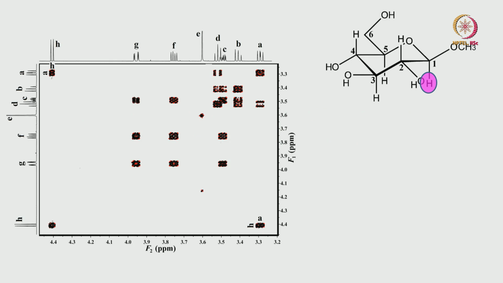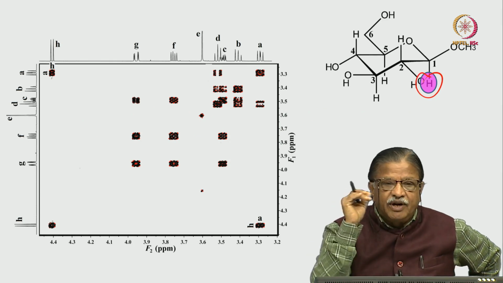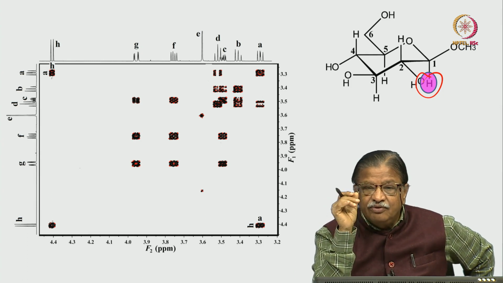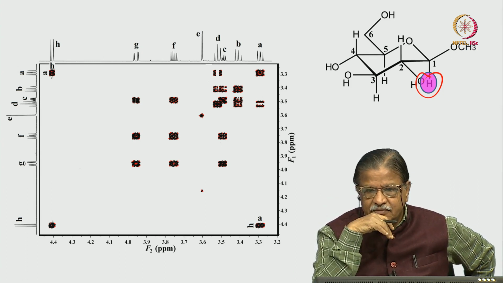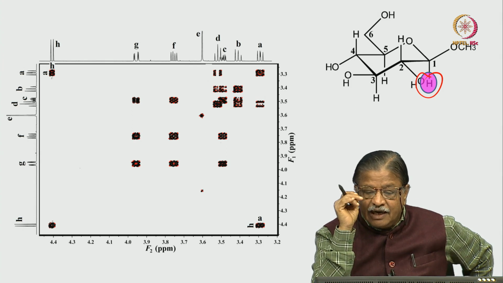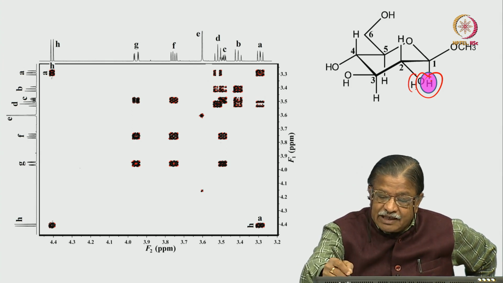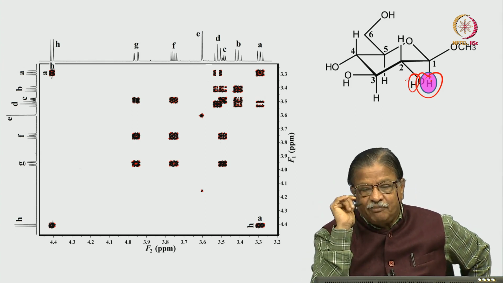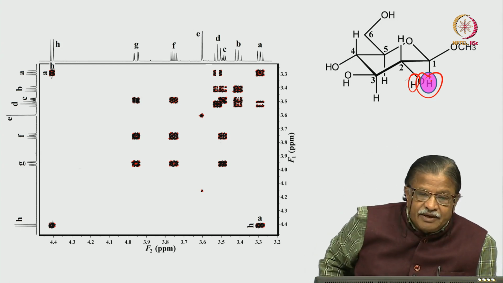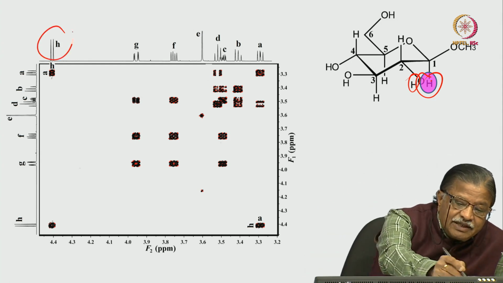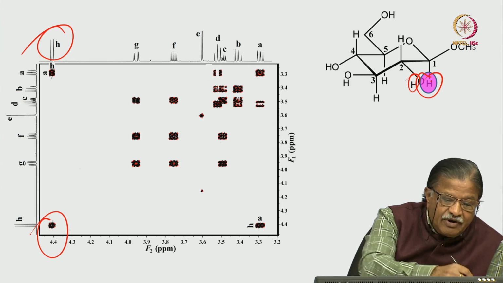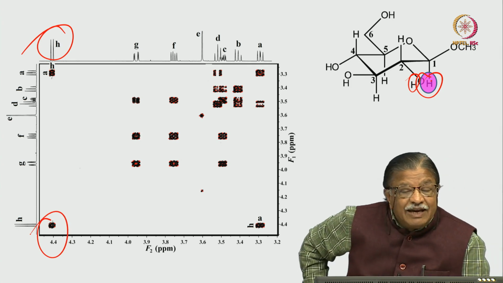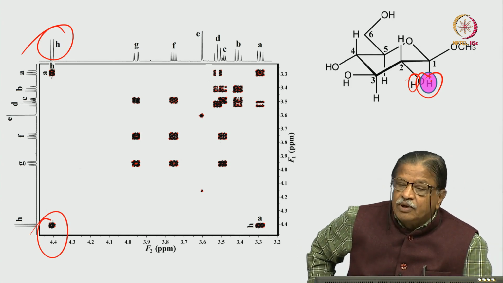Always, if you want to analyze sugar molecules, please remember that most of the time the anomeric proton comes downfield. It is always between 4 to 5 or 6 ppm. So you look at the anomeric proton, and that is the only proton which can couple with another proton and give rise to a doublet. What is that proton here? In this molecule, this is a doublet coming in the region of around 4.4. Safely I would say that is anomeric proton H1.